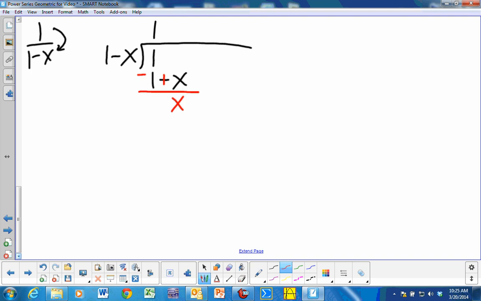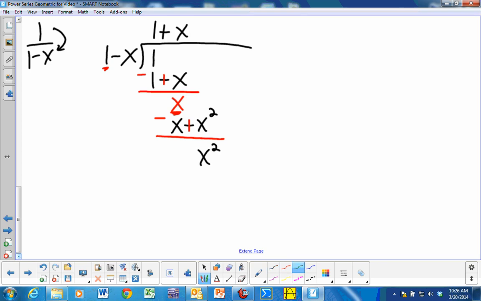So then we think to ourselves, 1 times what is x? Well, that would be x. So then this will be plus x. Then we take x times 1 and we get x. And we take x times minus x and we get minus x squared. Then we're going to draw the line and change the signs. x minus x is 0. That's what we wanted. And then we'll have just x squared left.